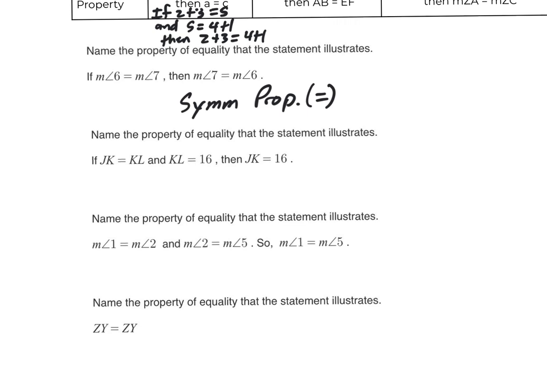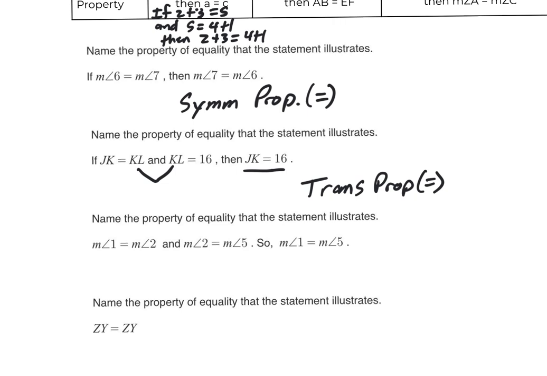Okay. The key here is JK is equal to KL. KL is equal to 60. Therefore, because they both equal KL, that's going to be kind of the common link, right? Then we can say JK is equal to 16. What are we using? Transitive. Yep. We're taking two statements, combining them together to make a third. And I'm still good with abbreviations, okay?